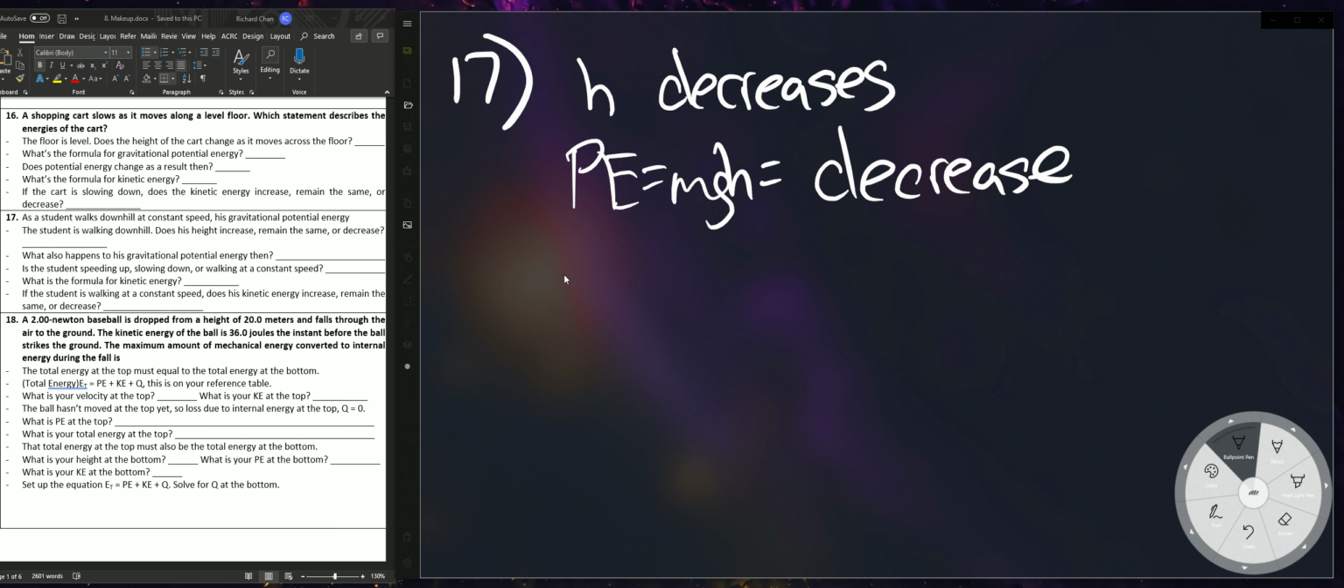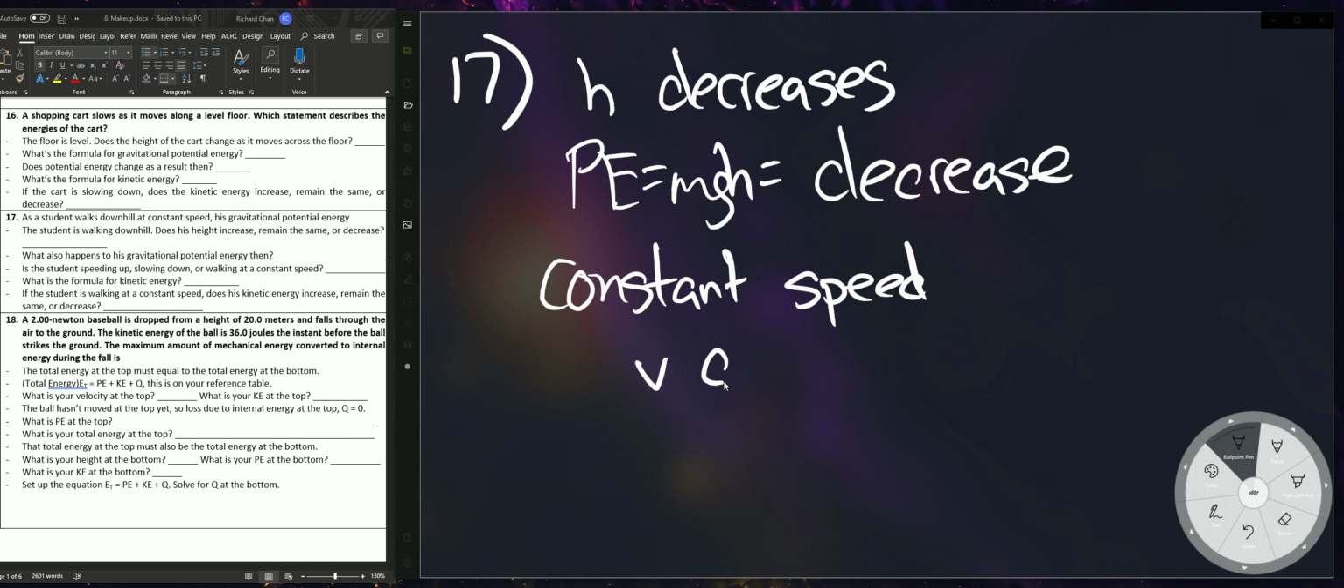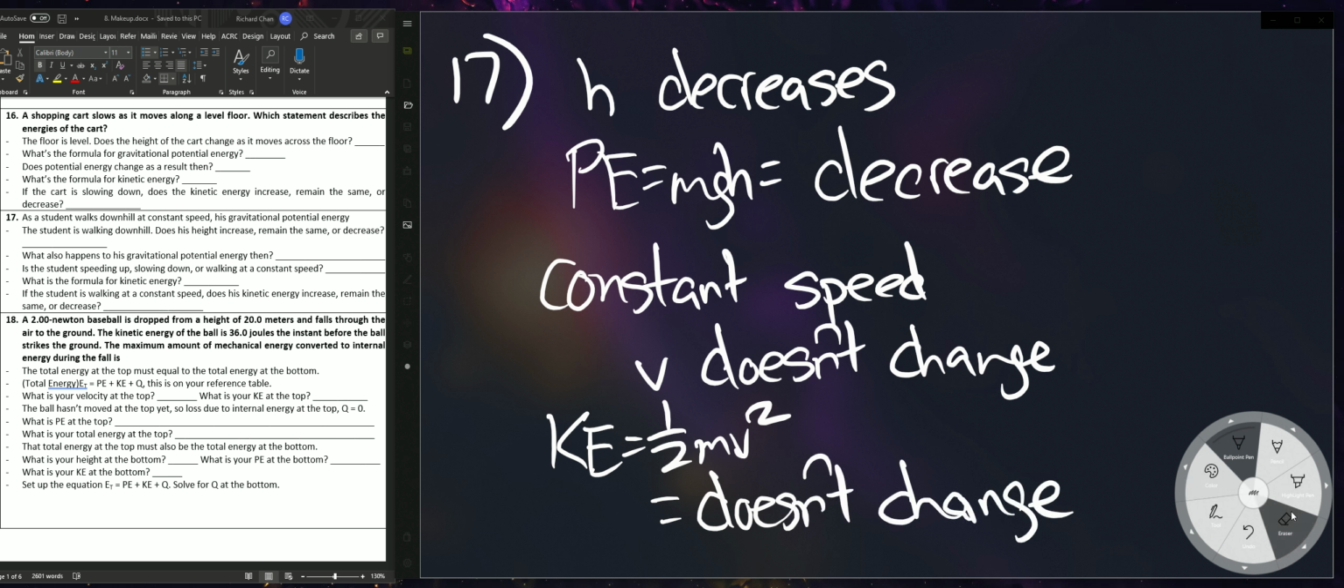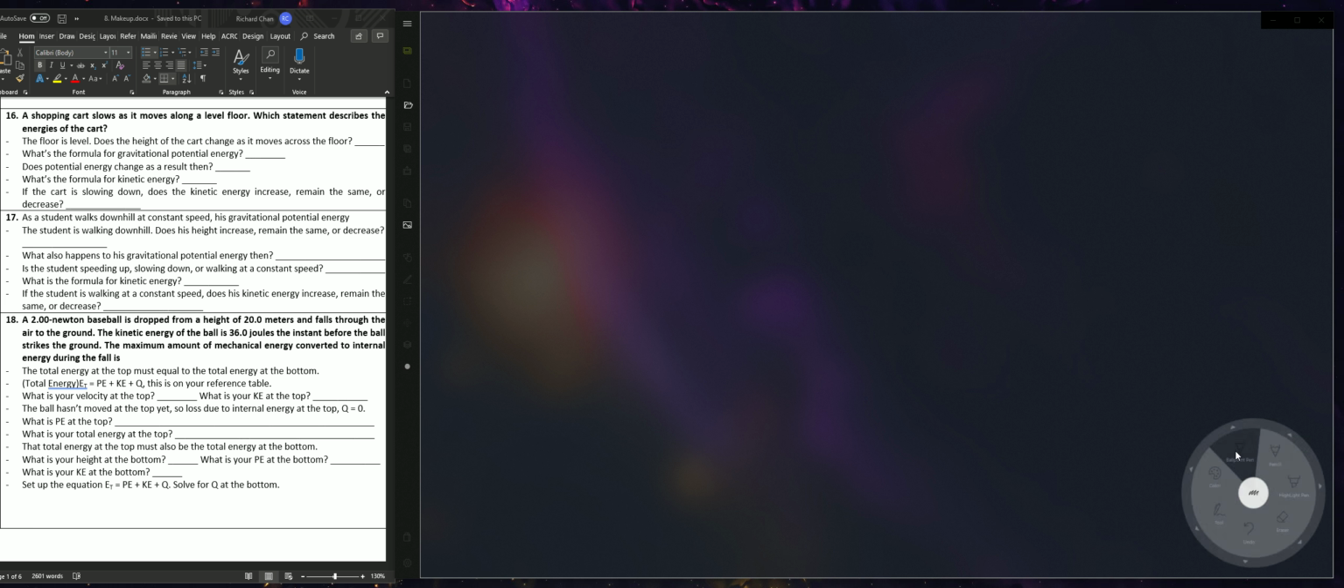And so is the student speeding up, slowing down, or walking at a constant speed? Well, he's walking at a constant speed, right? If he's walking at a constant speed, v doesn't change. And your formula for kinetic energy is 1 half mv squared. If your velocity doesn't change and your mass doesn't change, then your kinetic energy doesn't change either. Alright, cool. 18. Let's move on.